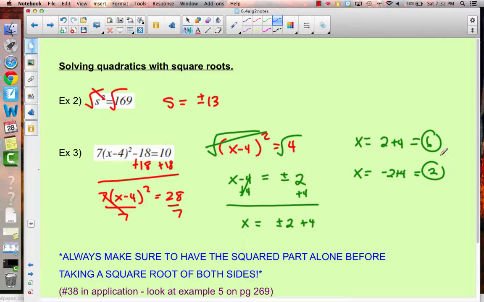And just a quick side note, and this will be the last thing for these notes, for number 38 in your application problems, if you have a question on where to start, please make sure that you look at example 5 on page 269, because the formula that you want to use is actually in that example. And then once you get that formula, the rest of the problem should be relatively easy. So look at that example first, get the formula from there, and then you should be good to go.